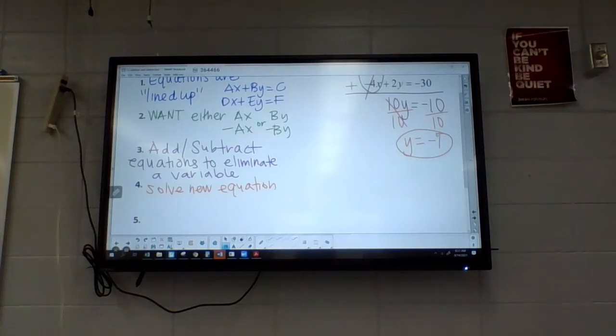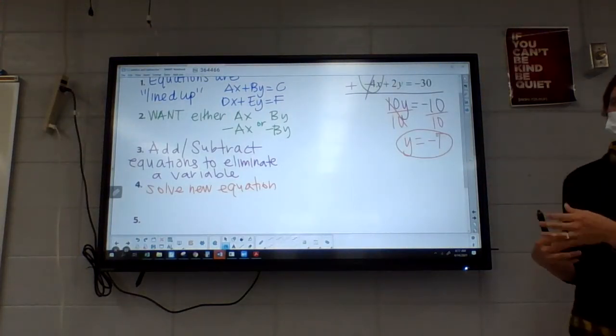Like I said, this usually ends up being students' favorite type because they're like, wow, that was really easy. Now the reason why I didn't show you this yesterday is because it doesn't work for every equation. If they're not lined up nicely, or if something doesn't cancel nicely, these are a little more complicated. So a problem like this works pretty nicely.